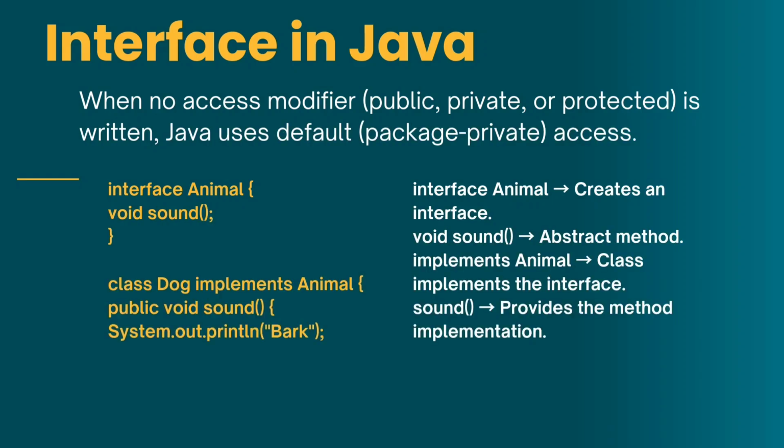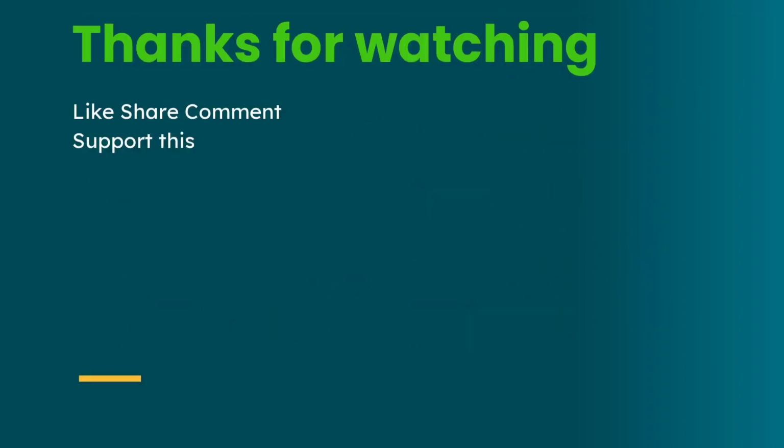Interface in Java. Interface Animal creates an interface. Void sound() is an abstract method. Class Dog implements Animal, implements the interface, and provides the method implementation for sound.